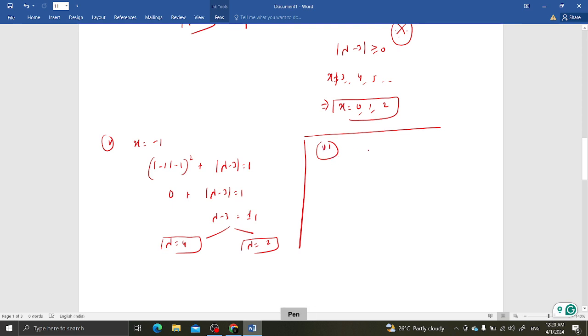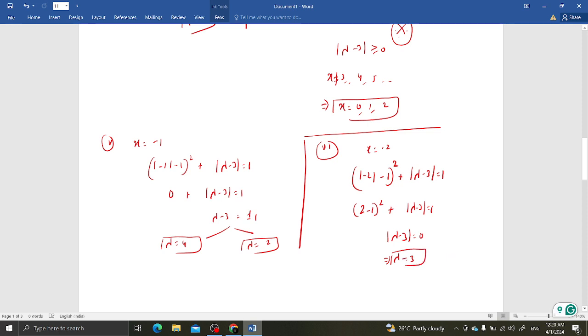For the sixth case, if x equals minus 2, I decrease one value again. That is 2 minus 2 of mod of minus 1 whole square plus mod of lambda minus 3 equals 1. So we have 2 minus 1 whole square plus mod of lambda minus 3 equals 1. So mod of lambda minus 3 equals 0, and hence lambda we got is 3. Okay, here is also fixed.